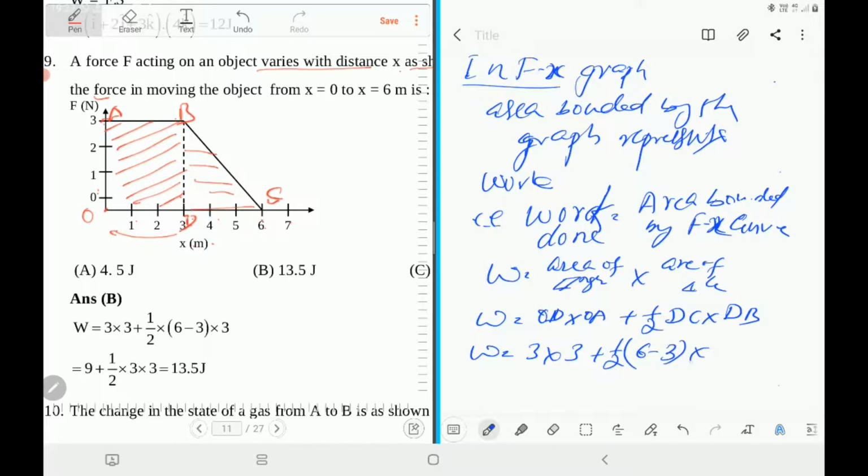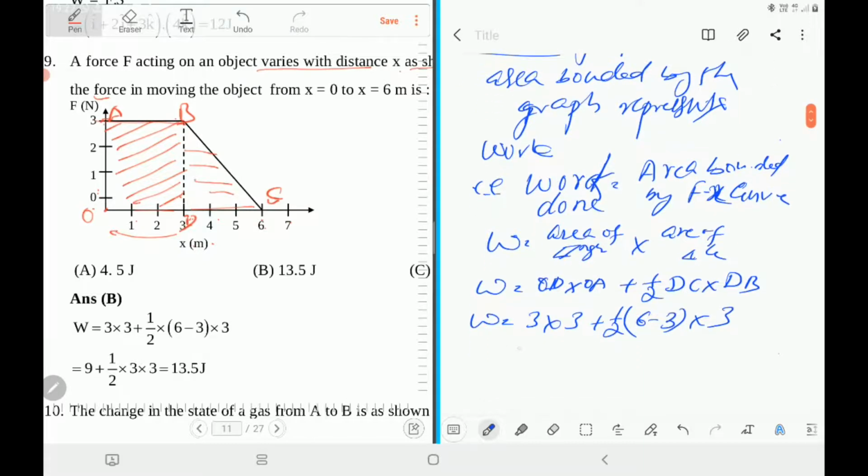What is DB? D to B is again 0 level to 3. So the value of W is 3 threes are 9, plus 4.5. Actually, just a minute, this part is 6 minus 3, which is 3. 3 by 2 is 1.5, times 3, 15 threes are 45, so 4.5. 9 plus 4.5, so it is 13.5 joule.